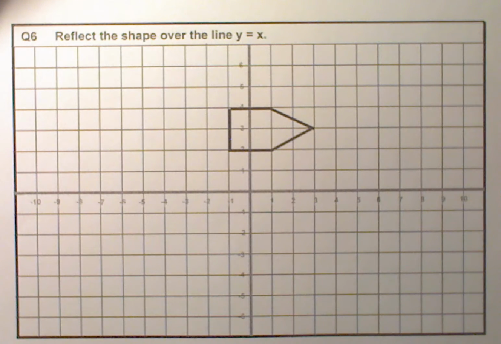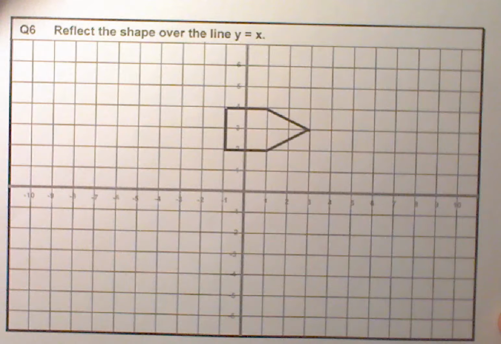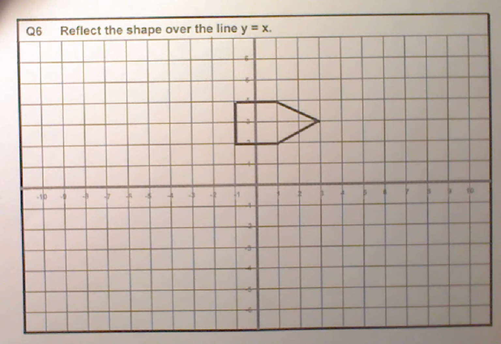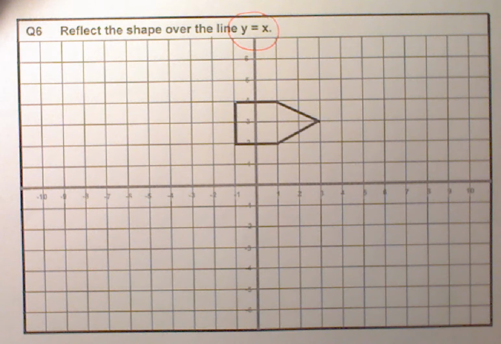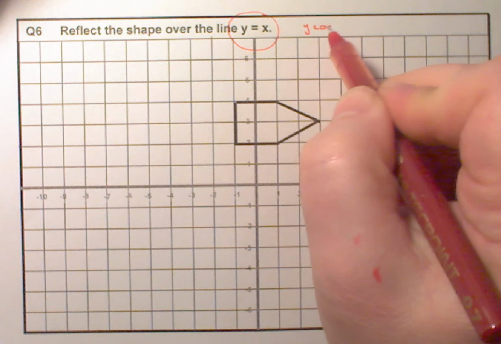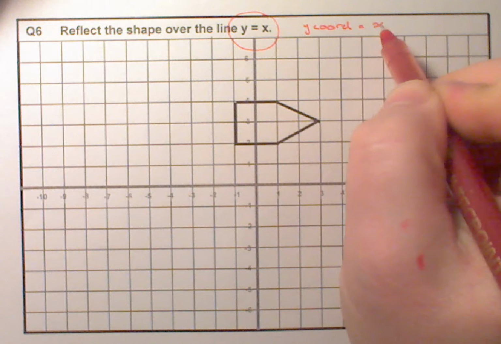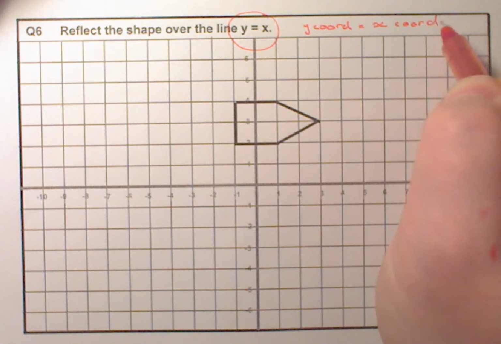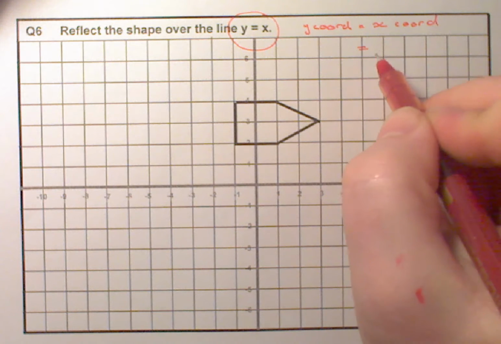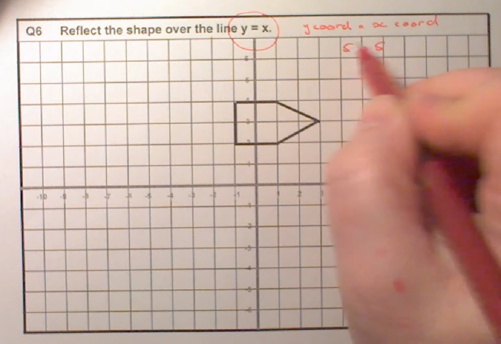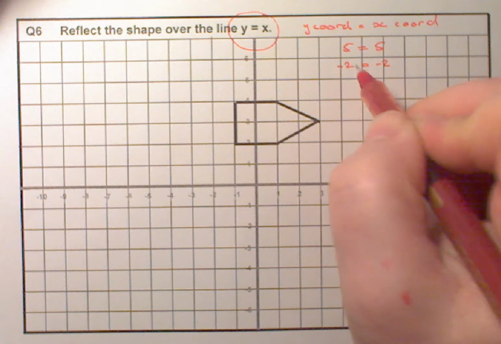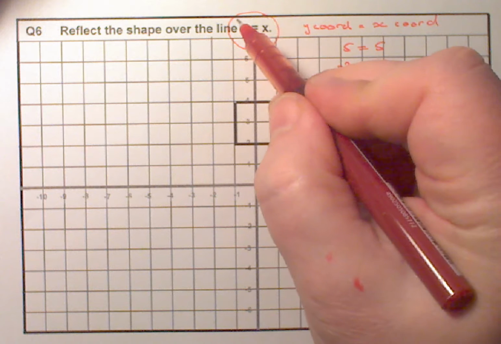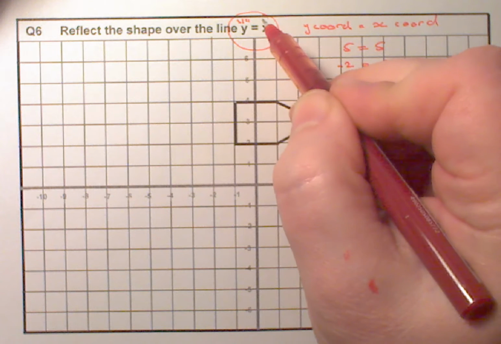So the only thing that makes Reflections 2 more difficult is the fact they don't give you the mirror line, and all you have to do is work out where the mirror line is given the equation. And the equation here is the y coordinate is equal to the x coordinate. So if your x coordinate is 5, then your y coordinate's got to be 5. If your x coordinate is -2, your y coordinate's got to be -2. That is to say, the y coordinate is equal to the x coordinate.